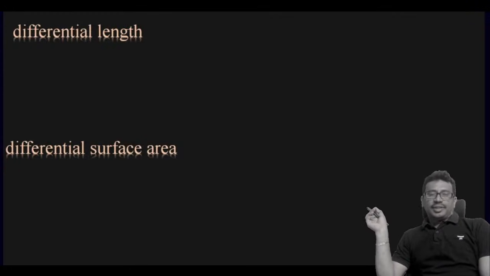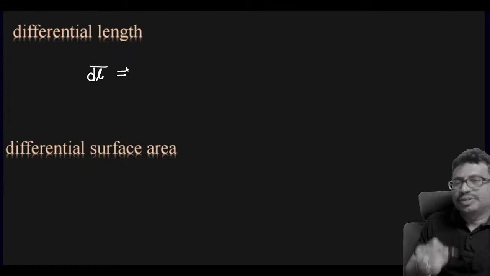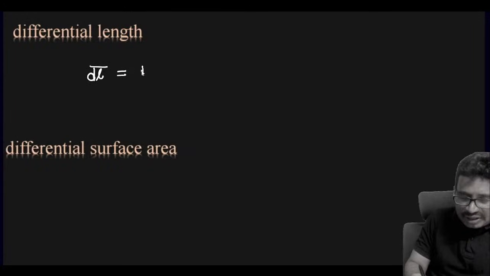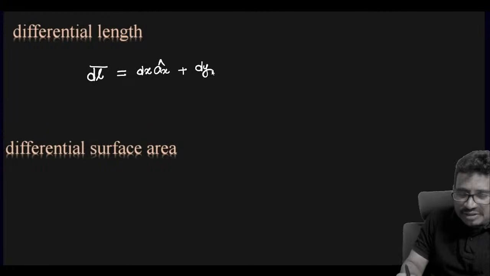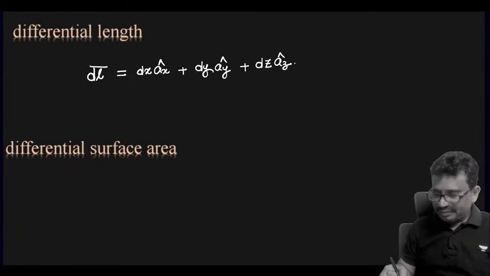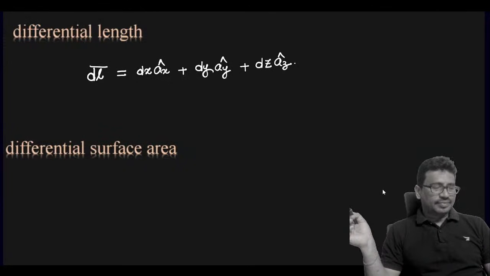Differential length. Differential length in the Cartesian system, that we write as dl, which is equal to, when I move from one point to another point, there is a change in length along the x direction, which I can say as dx, and this is along what direction now? Ax. Change in length along the y direction is dy into ay, plus the change in length along the z direction is dz into az cap. This is the differential length in the Cartesian system.